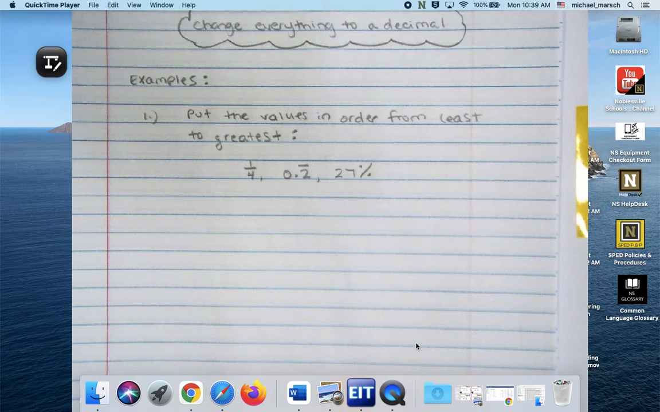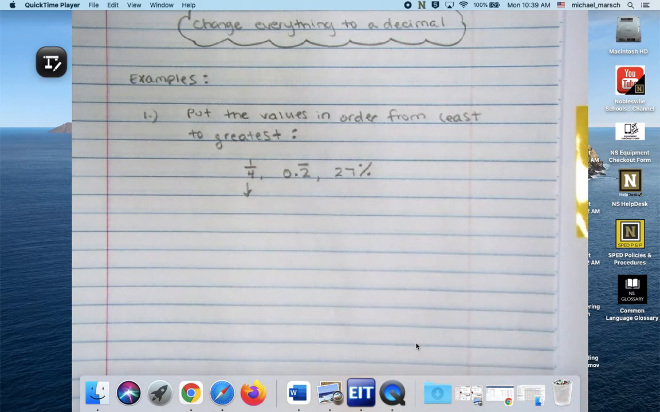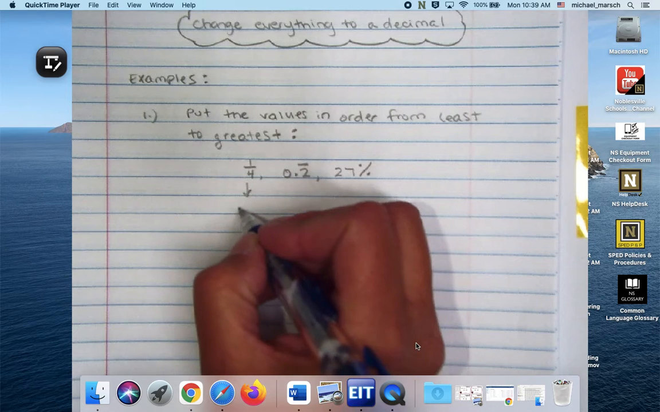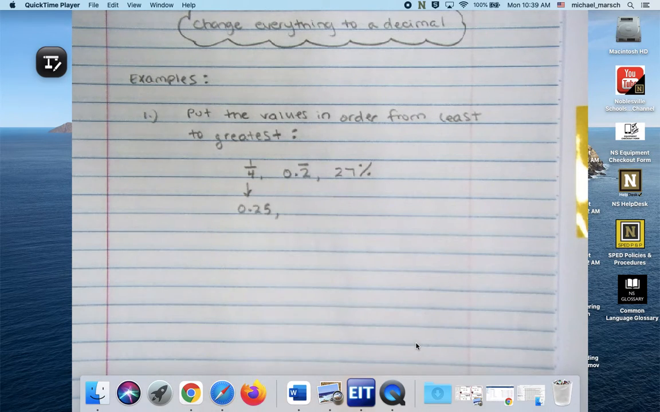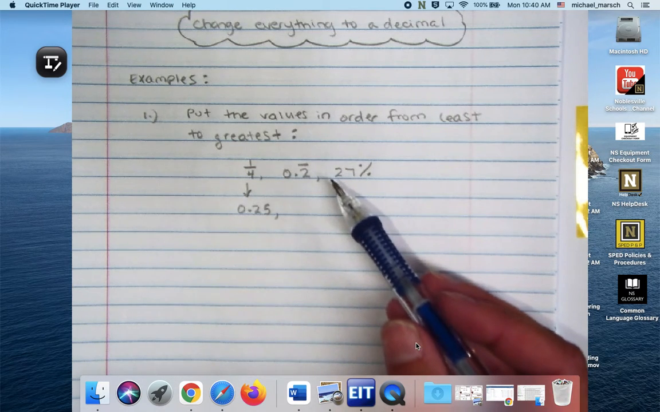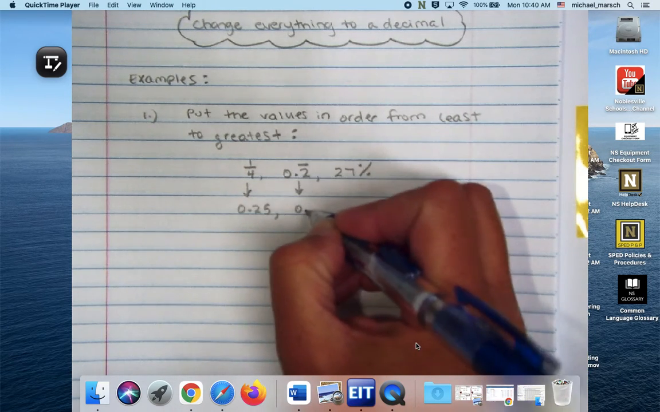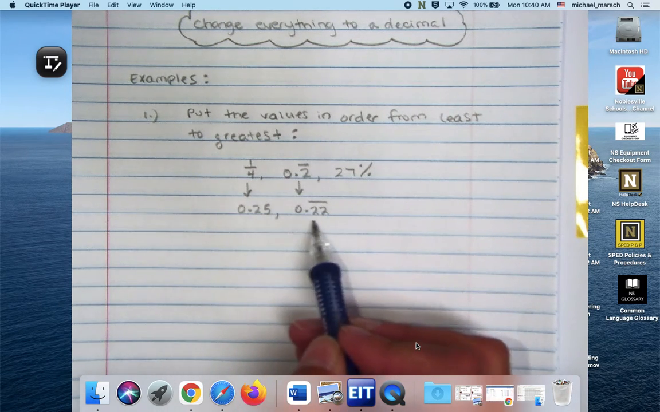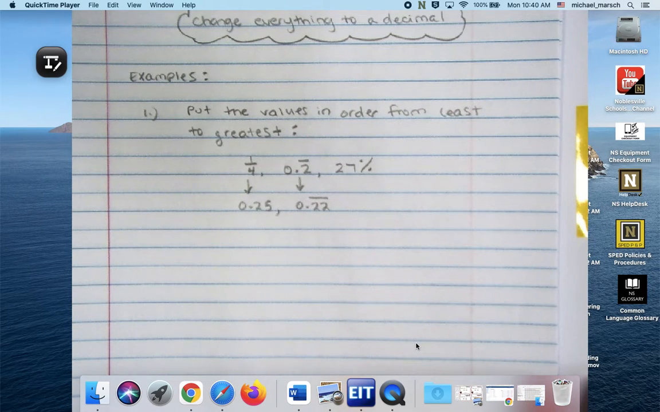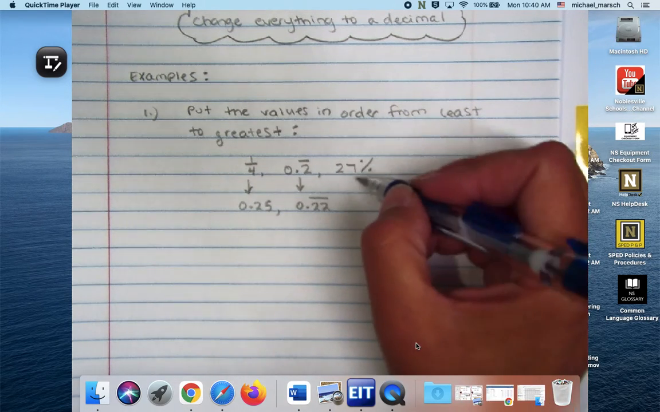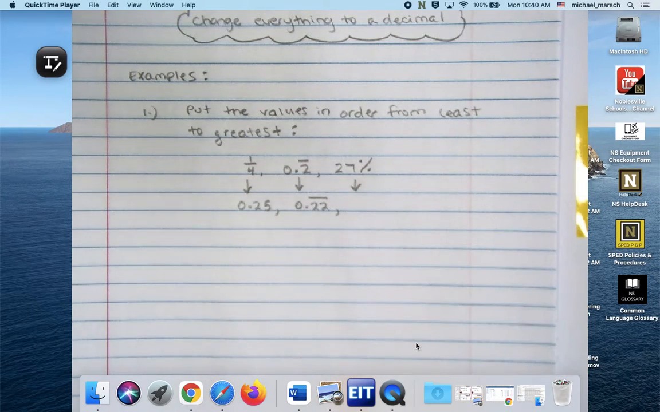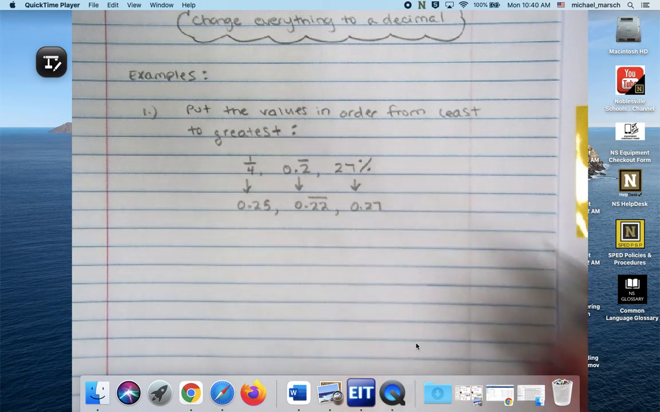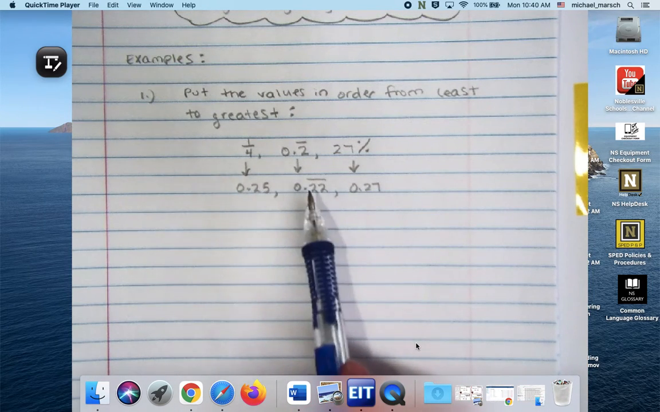So, what is 1/4 as a decimal? 0.25. Okay. 0.2 repeating, I can just extend that to 0.22 because I'm going to try to make everything have the same number of decimal values. And then 27% can be written as what decimal? Onyx? 0.27. So now I have them all written as decimals.